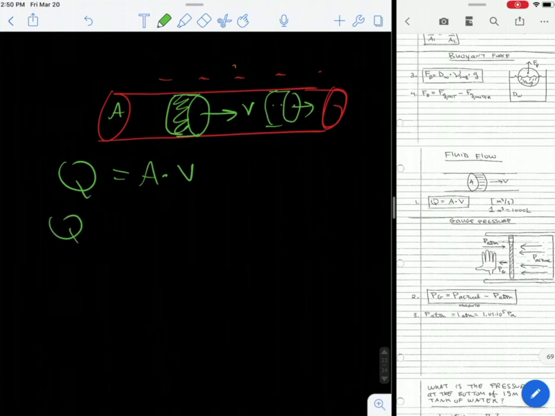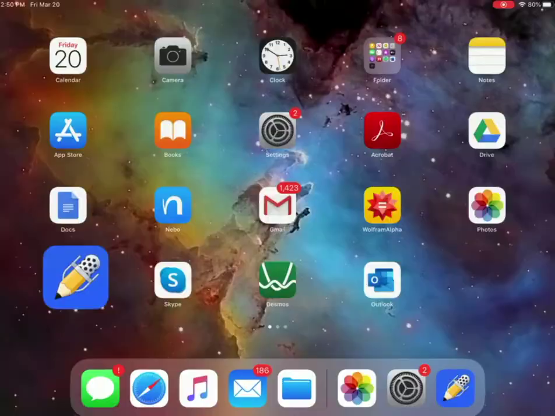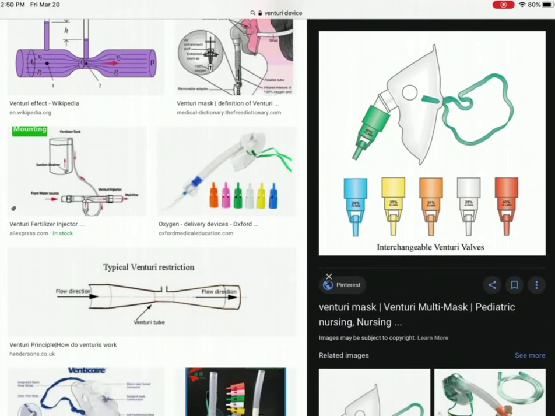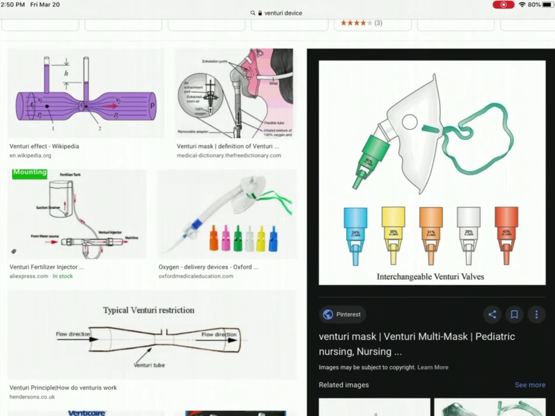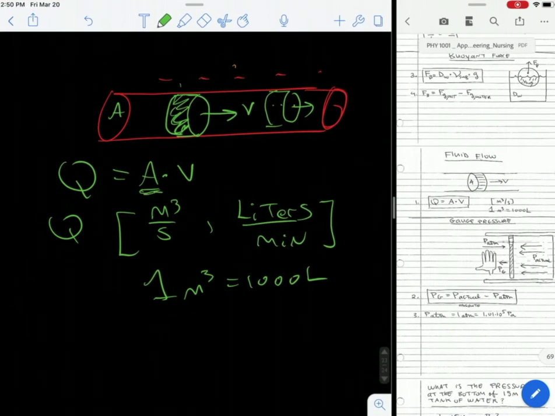And so the flow rate Q is going to have a couple of different units. It can be measured in cubic meters per second, because this is a volume of fluid, or it can also be measured in liters per minute. So you just have to check your conversions there, where 1 cubic meter is going to equal 1,000 liters. So let's look at another device that uses that. This is a device where you can actually change the size of these nozzles and adjust the rate at which a patient receives oxygen. So again, the area of the pipe is going to determine the flow rate.